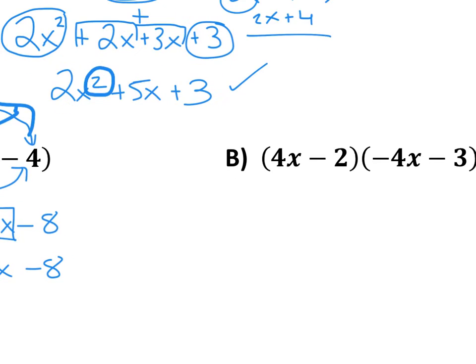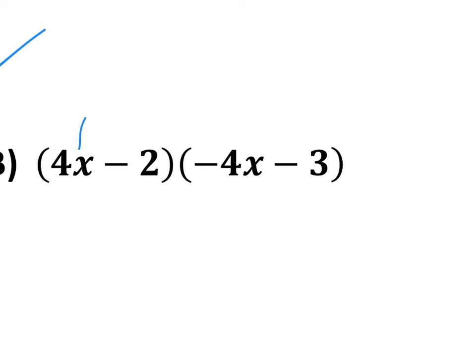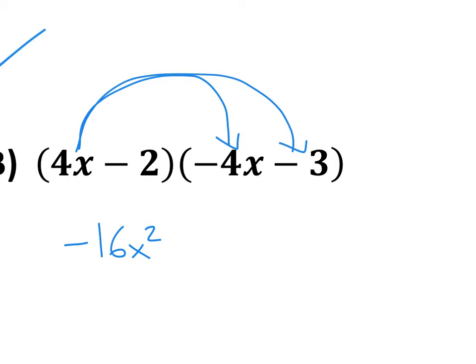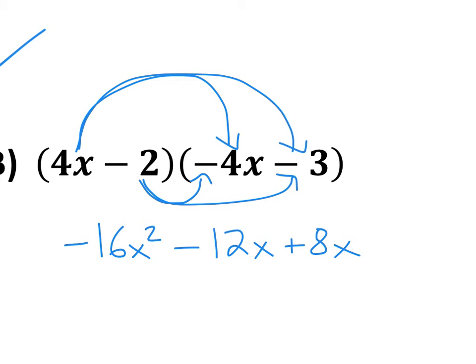So let's see another example here. 4x times negative 4x. Remember, times, multiply. Don't say 8. It's not 8. 4 times negative 4 is negative 16x squared. 4 times negative 3 is negative 12x. Negative 2 times negative 4 is positive 8x. Negative 2 times negative 3 is positive 6.